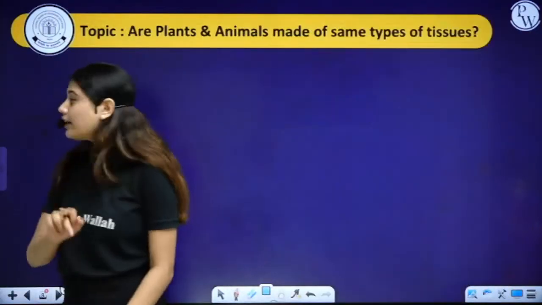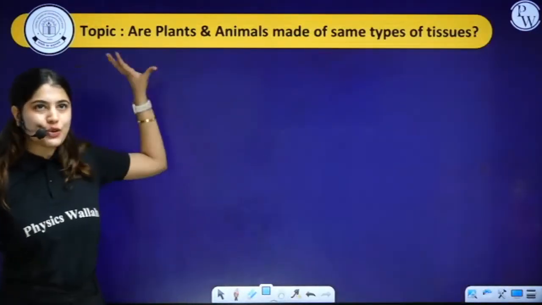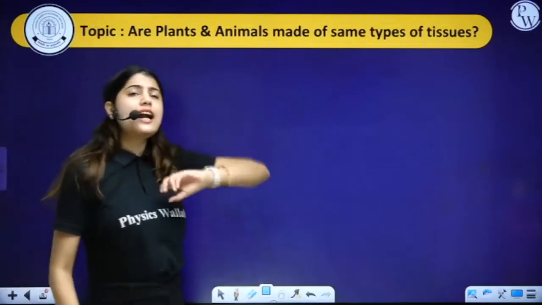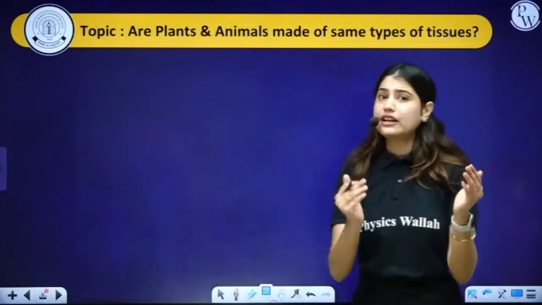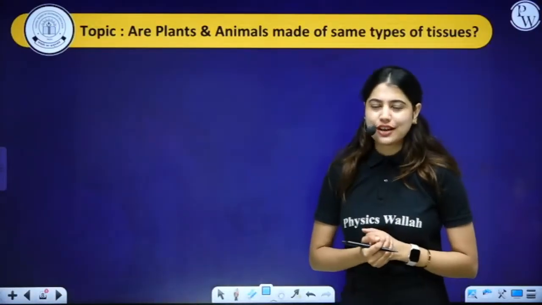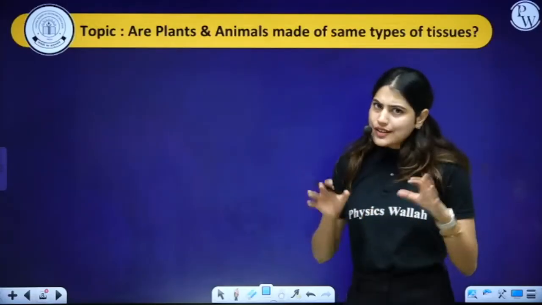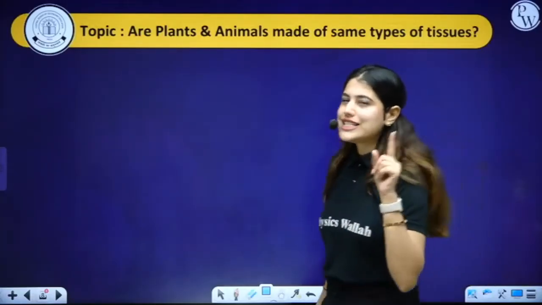Alright. The next, what does this question say? It says, are plants and animals made up of the same type of tissues? What do you think? So let's decode it, okay? Let's try to decode it.